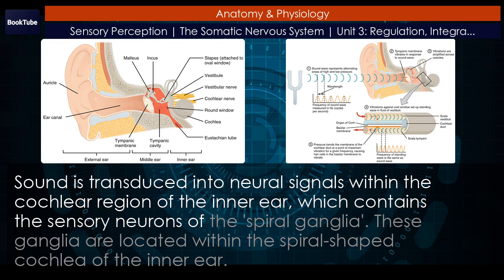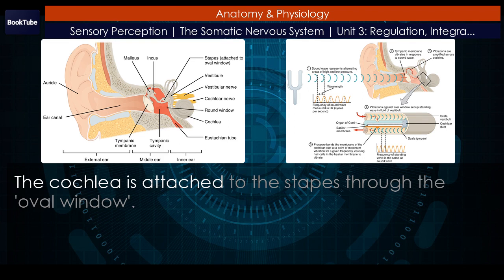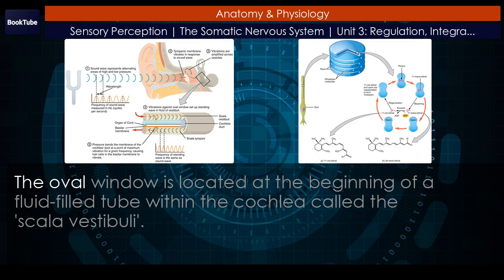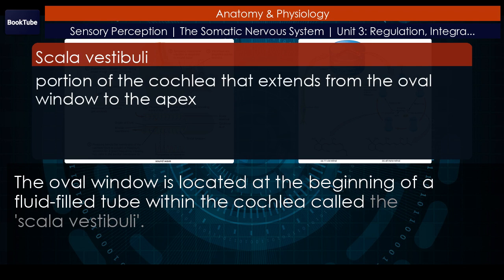Sound is transduced into neural signals within the cochlear region of the inner ear, which contains the sensory neurons of the spiral ganglia. These ganglia are located within the spiral-shaped cochlea of the inner ear. The cochlea is attached to the stapes through the oval window. The oval window is located at the beginning of a fluid-filled tube within the cochlea called the scala vestibuli.